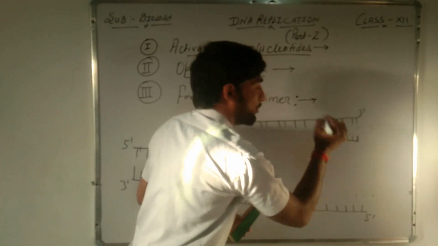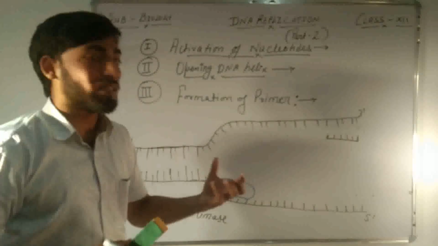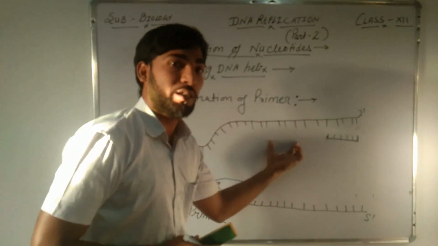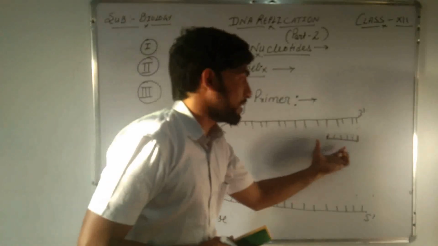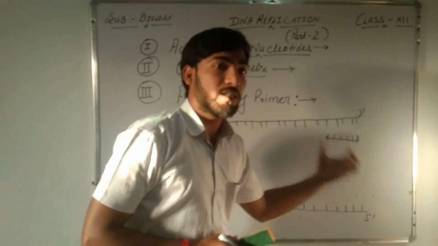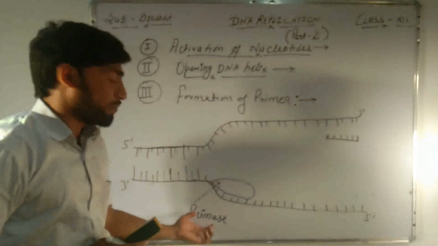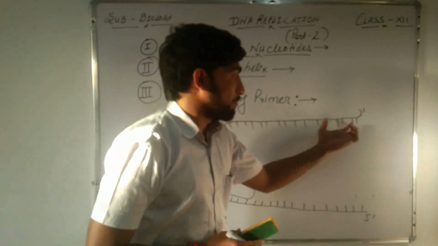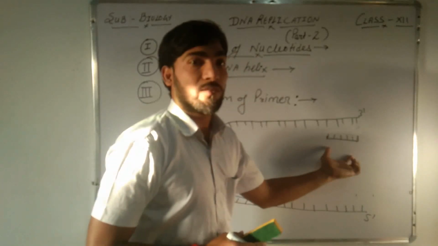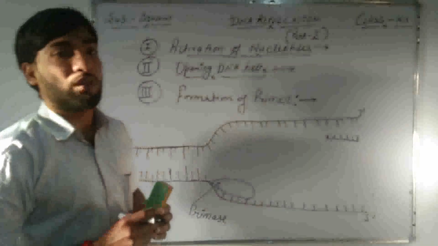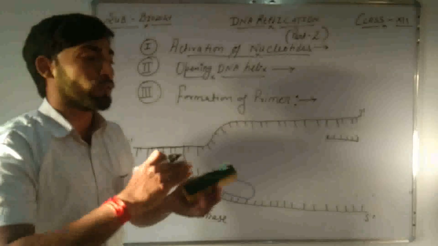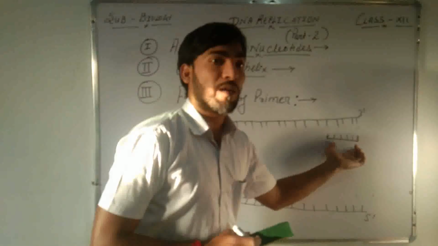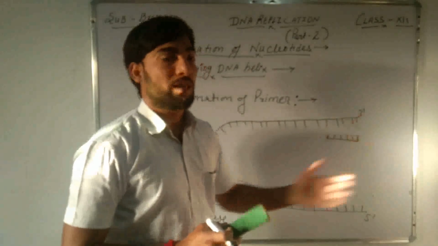about 10 to 12 nucleotides. Now, a question arises: though we are synthesizing a new complementary DNA strand, why are we using this RNA primer? The reason behind using this RNA primer is that the bonding between DNA and RNA occurs quickly in comparison to the bonding between two DNA strands. So that's why we are using an RNA primer instead of a DNA primer.